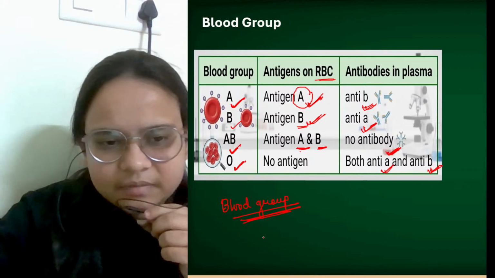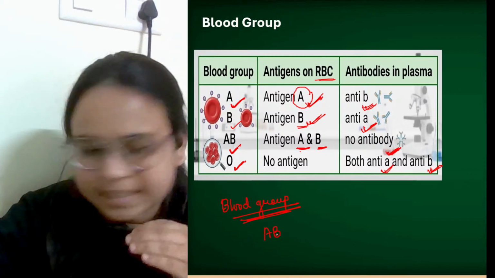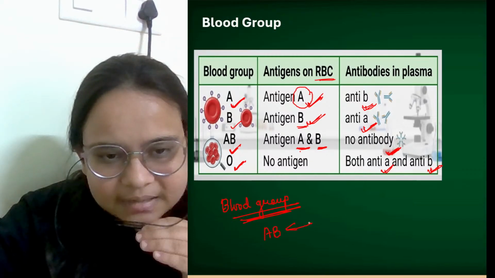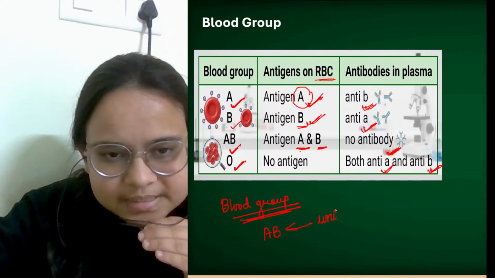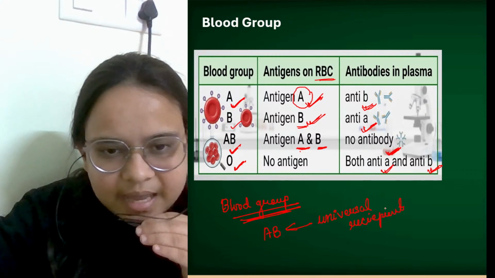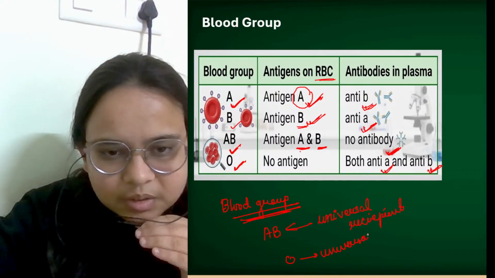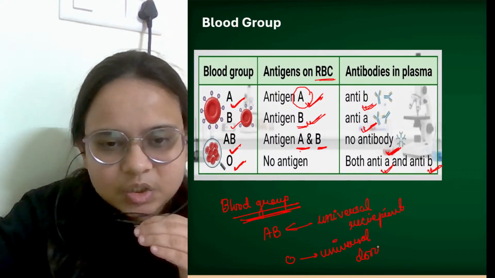Now there is one thing we have, we know this thing that the AB blood group can receive, it is actually the universal recipient, and O is actually the universal donor. O is actually the universal donor.